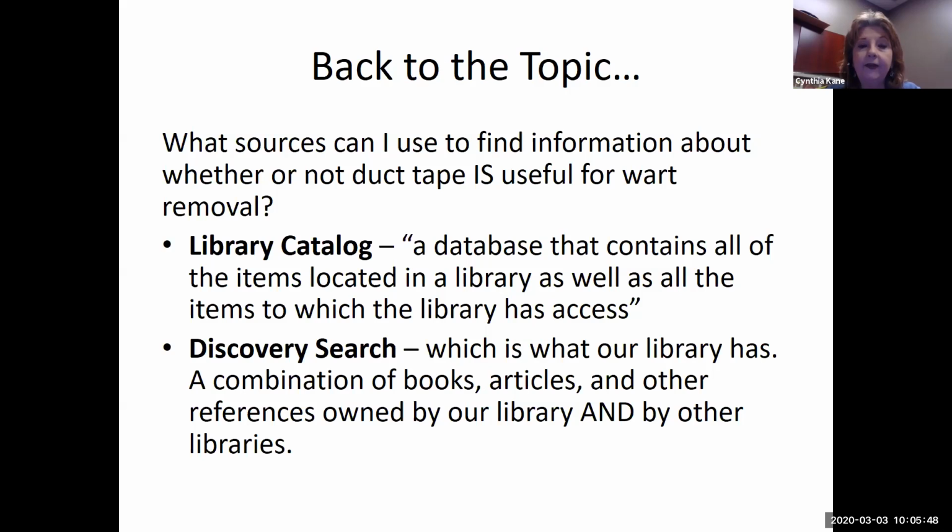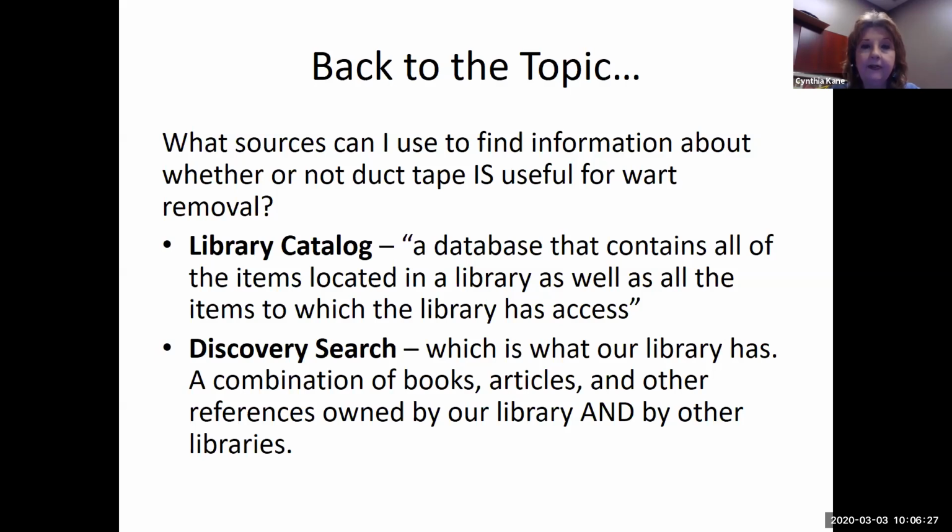I'm sure that many of you have used a type of library catalog, and we do have that through our library as well. So Chapter 2 defines a library catalog as a database that contains all of the items located in the library, as well as all the items to which the library has access. So we use a library catalog to find books that the library has. You may also, depending upon the scope of your library, be able to find electronic books, e-books, streaming video files, DVDs, different formats.